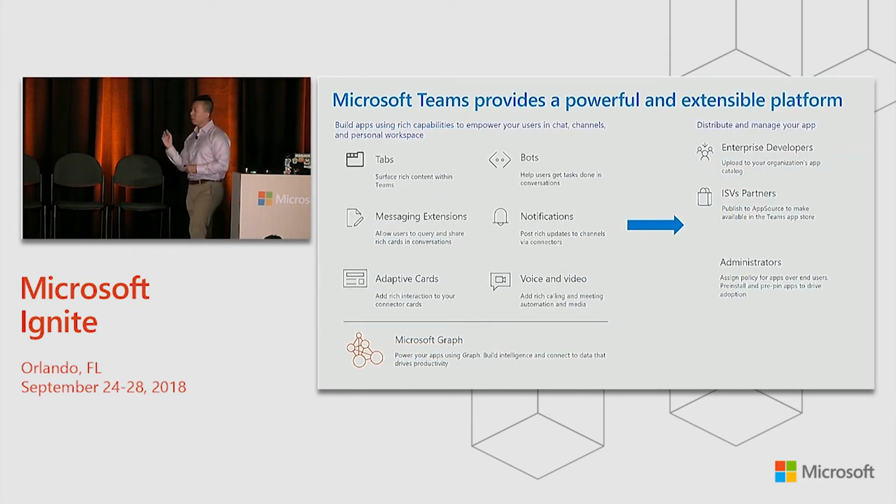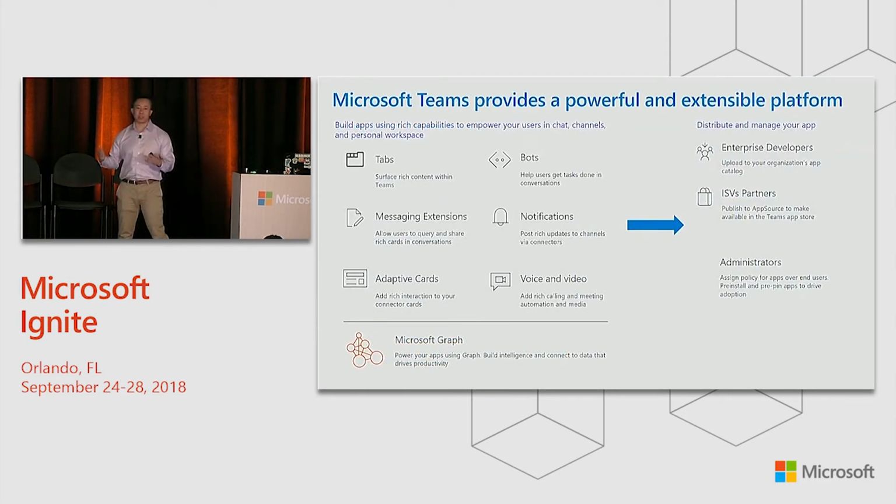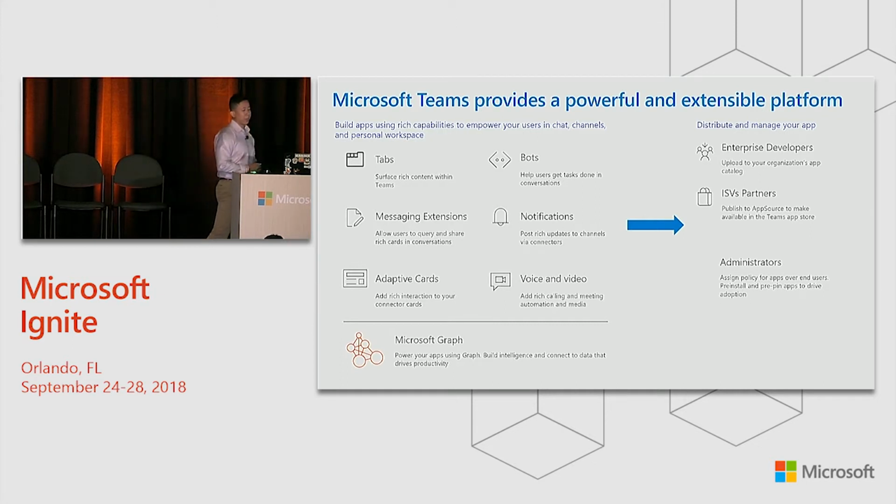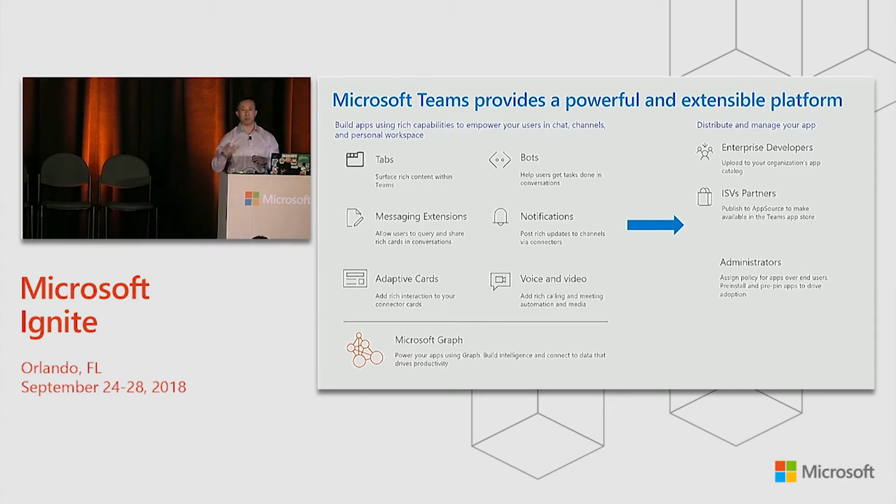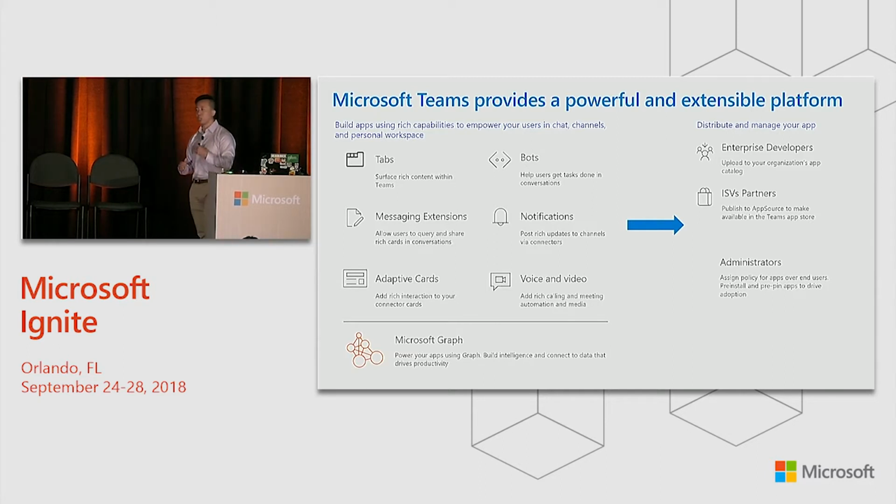And so going a level deeper, what does this actually mean? What does it mean to build an app? What are the capabilities? When we think about the platform, these are the high-level capabilities or features. Some of you may already be familiar with some of these concepts from using Teams, like tabs, the ability to collaborate around content and pin content in Teams and channels, and soon actually in group chats as well.